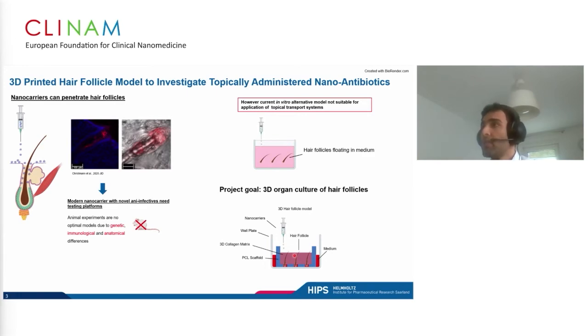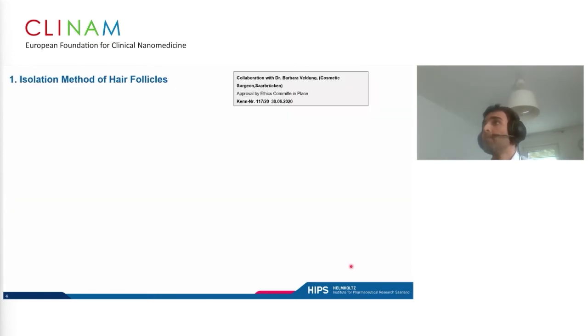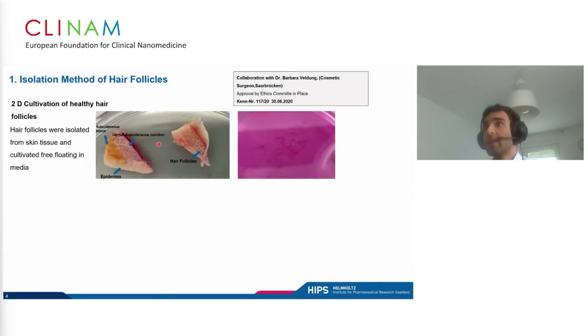The first step towards such a model was to collaborate with a local cosmetic surgeon here in our town, Saarbrücken, from whom we received haired skin tissue from facelifts. We then remove the hair follicles from this skin tissue by removing the epidermis and most of the dermis. Then we pull out the hair follicles with fine tweezers, collect them, and make a quick quality control.